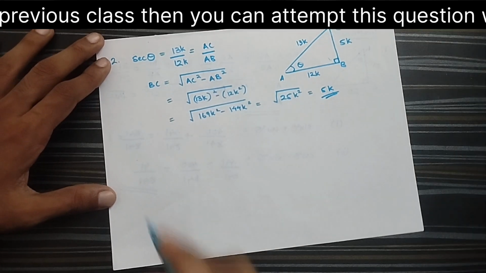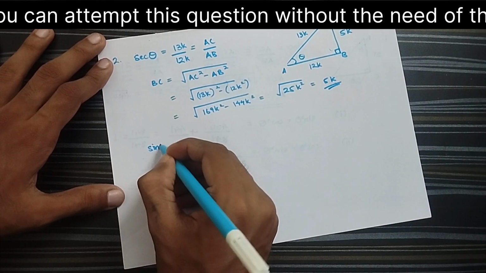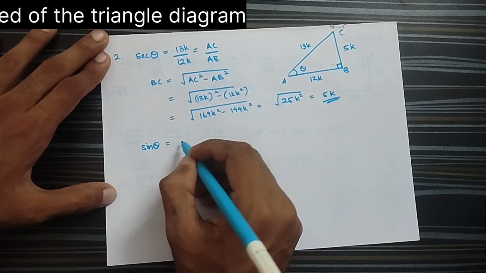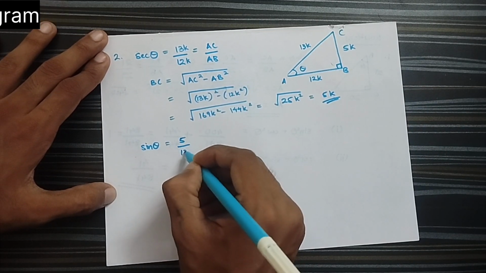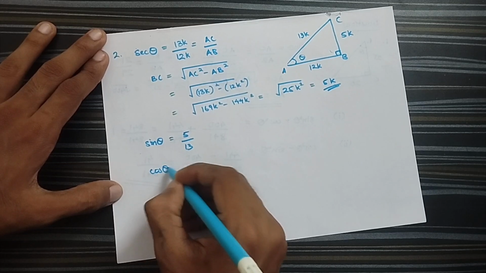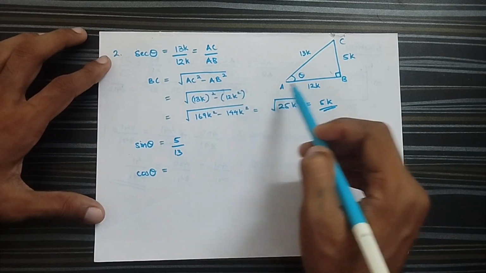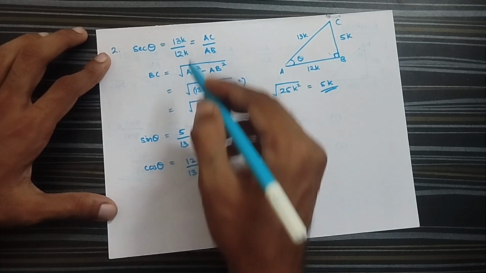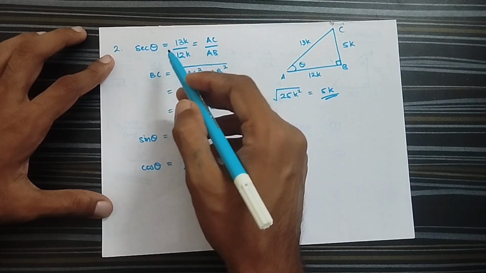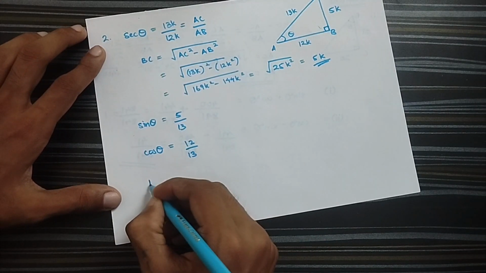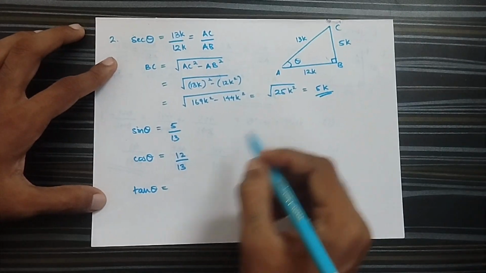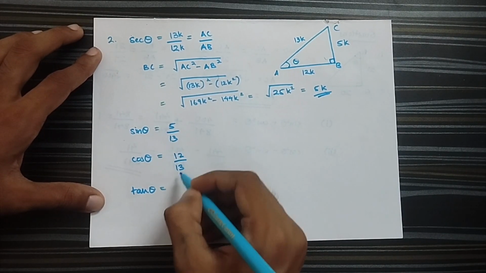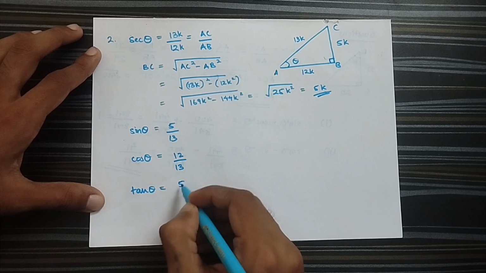Alright. So since we found all the sides of the triangle, now we can find the corresponding trigonometric ratios. So sine theta would be equal to opposite by hypotenuse, that will be 5k by 13k. We can cut off the k, so 5 by 13. Cos theta is adjacent by hypotenuse, 12 by 13, or the multiplicative inverse of sec theta. Then tan theta, we can find it from the triangle or from sin theta by cos theta. So 5 by 13 by 12 by 13, which is 5 by 12.